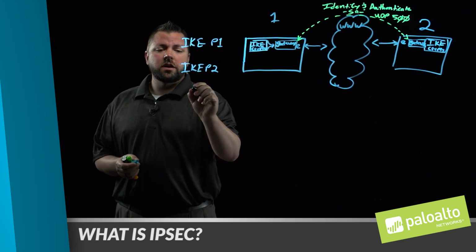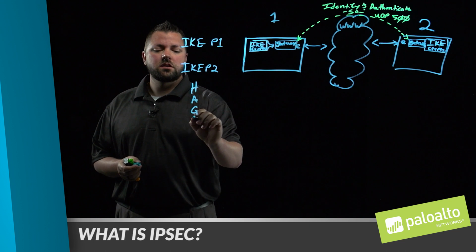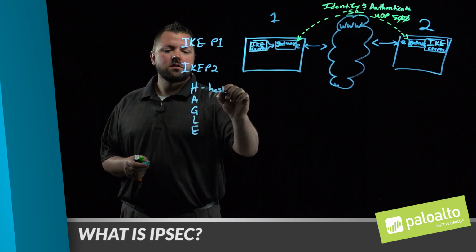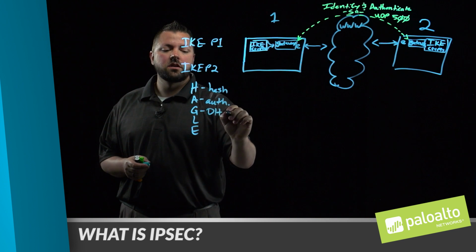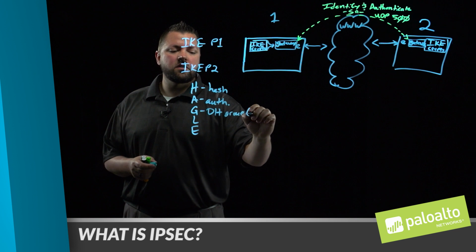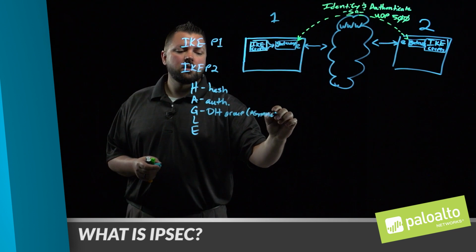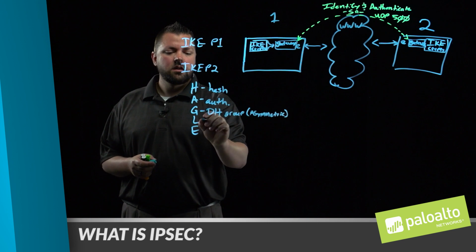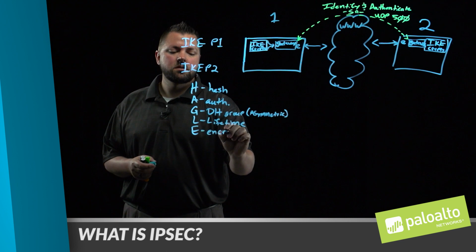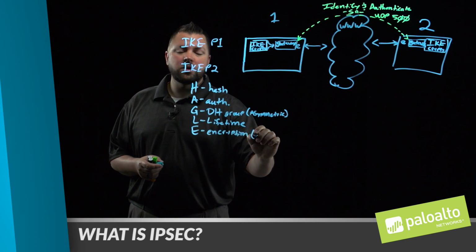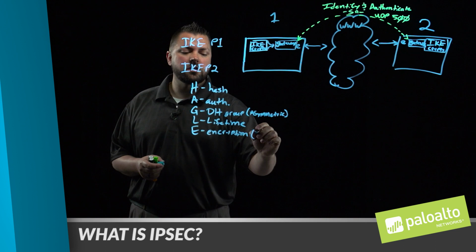The settings that go into the IKE Phase 1 cryptographic profile can be remembered through a nice mnemonic. H-A-G-L-E. Haggle or Haggle, depending on where you're from. The first H is for hash. The A is authentication. The G, this is going to be your Diffie-Hellman group. And think of this as your asymmetric encryption key pair. Then there's a lifetime. And then lastly, encryption. And this is going to be your symmetric or bulk data transport encryption.